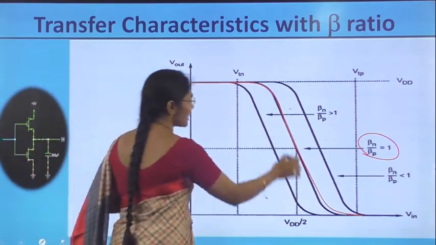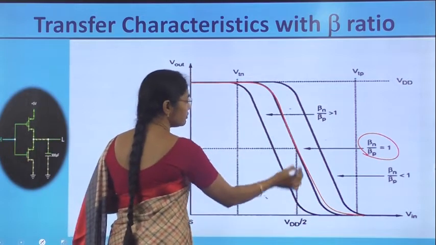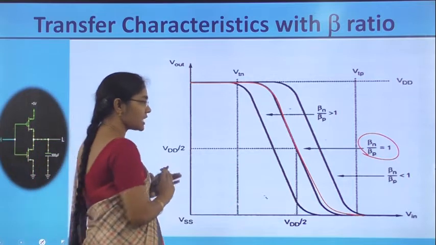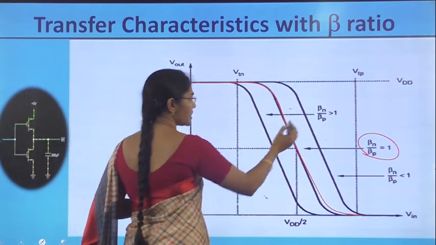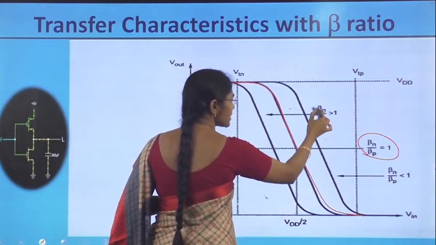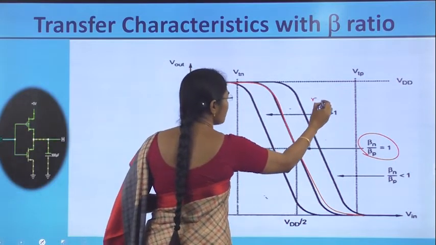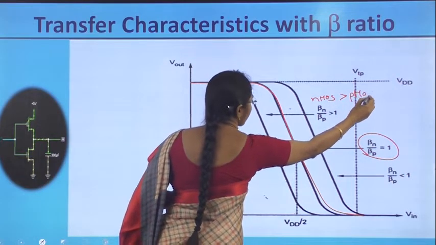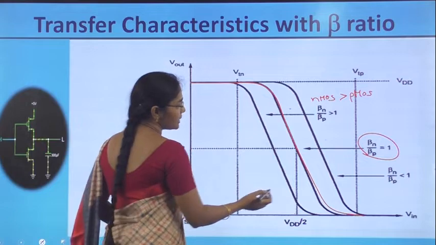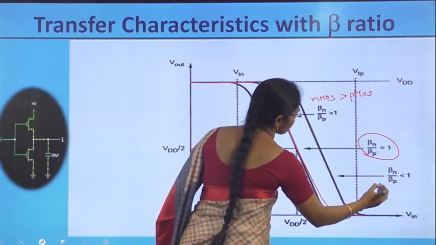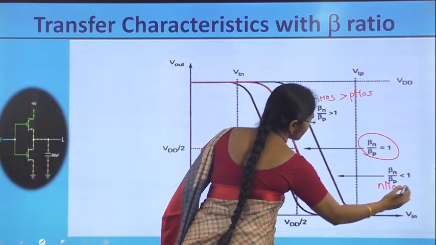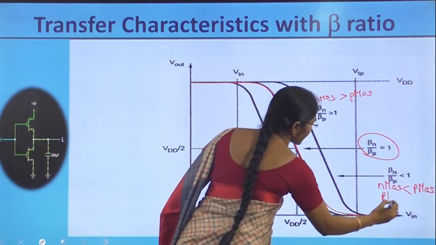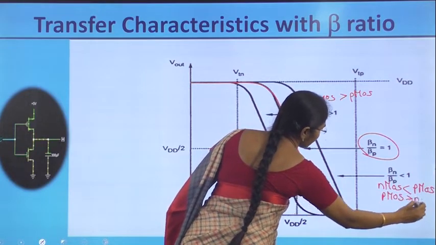This is the symmetric characteristic where V in and V out are both equal at VDD by 2. Now if size is changed so that beta n by beta p is greater than 1, it means NMOS size is greater than PMOS size. And taking beta n by beta p less than 1 means NMOS size is lesser than PMOS size, or PMOS size is greater than NMOS size.